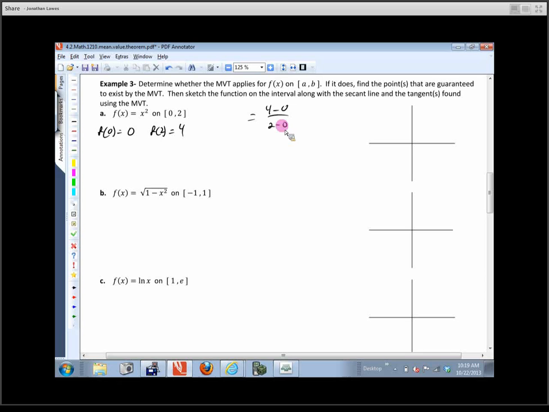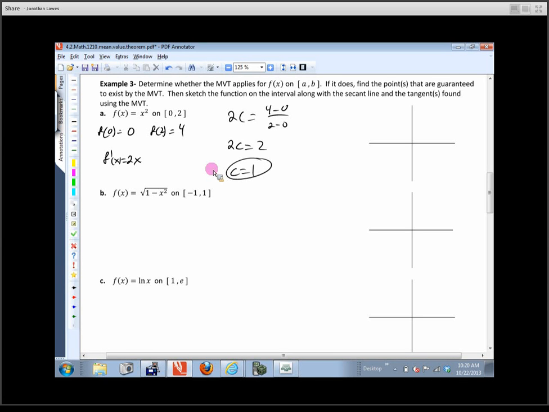Let's find the derivative. The derivative is 2x. Now, again, this is where you could put a c in here if you want. If you want to put a 2x here, that's fine. If you want to put a 2c here, that's fine. So 2 times c should equal, well, this is just 4 over 2, so that's 2. So what's c? C equals 1. Okay?